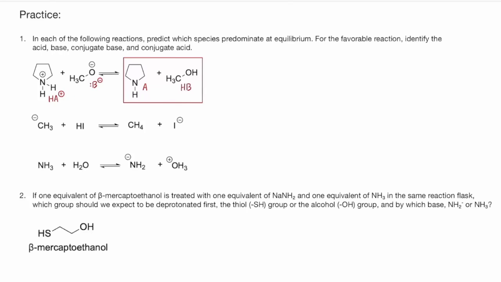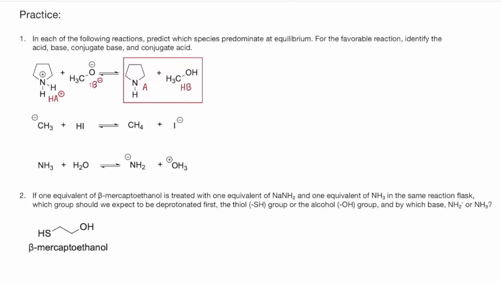In the second reaction, the methyl anion, CH3-, reacts with hydroiodic acid, HI, to form methane, CH4, and iodide, I-. The methyl anion, which is the conjugate base of methane, is not great at stabilizing a negative charge due to the small size and low electronegativity of carbon. Hence, methane, CH4, is weakly acidic and will predominate at equilibrium.